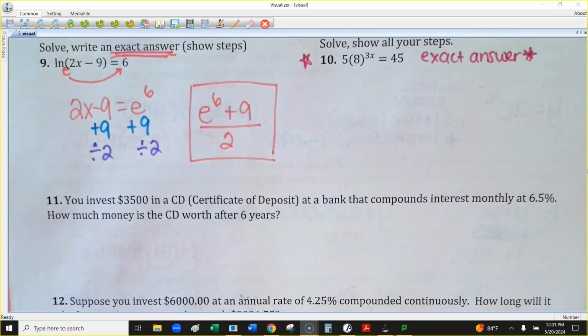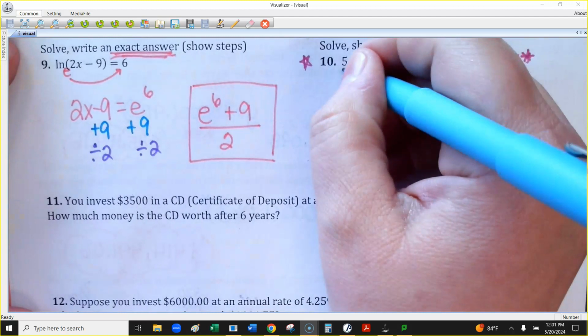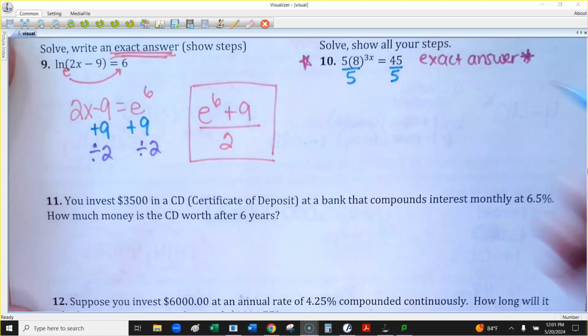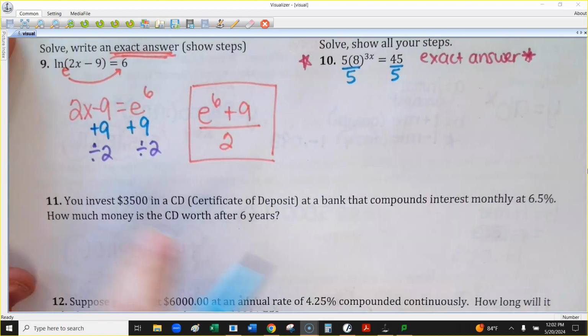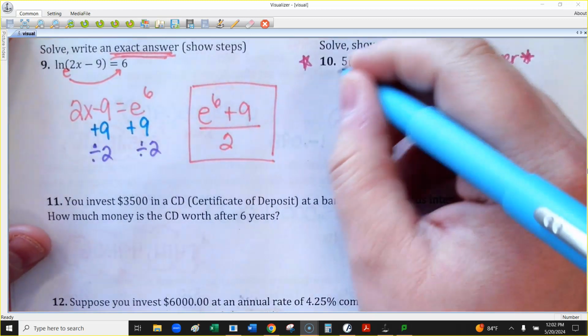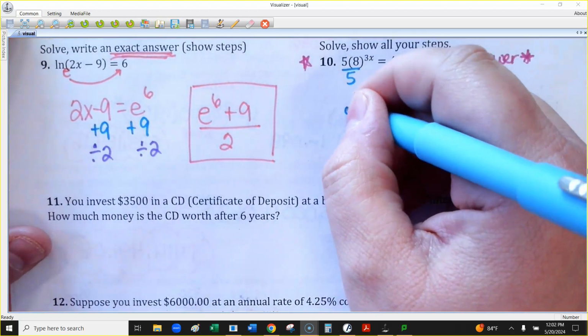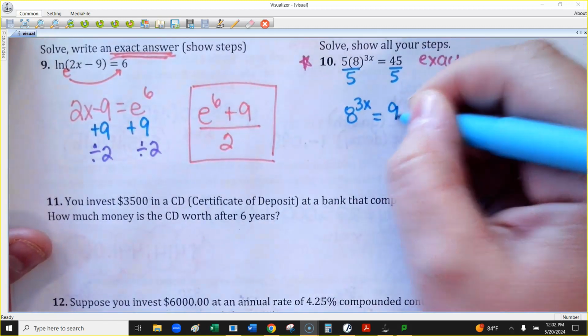All right, guys. The question number 10 here, don't multiply the 5 and the 8 together. And I just wrote to the side, it says show your steps, but the actual question on the final is going to be kind of like the one we just did right before lunch, where they're going to ask you to leave an exact answer. So don't multiply the 5 and the 8, you're going to divide by 5. Get 8 to the 3x, I'm just dividing 45 by 5, that's 9, it's a nice number.